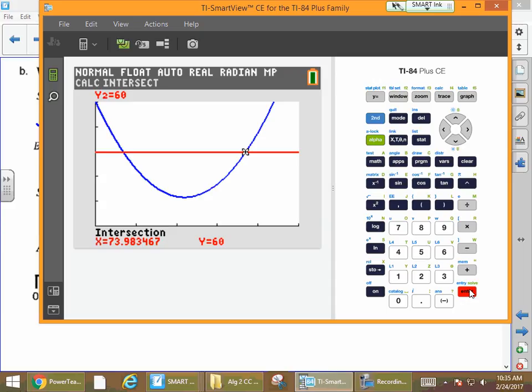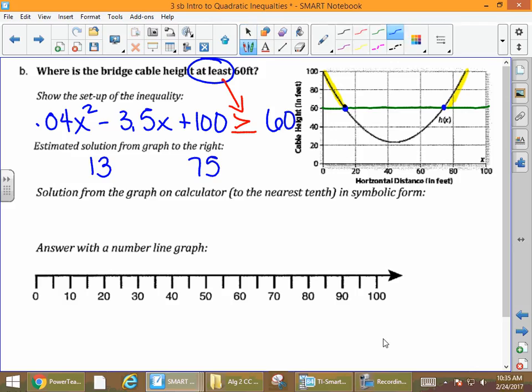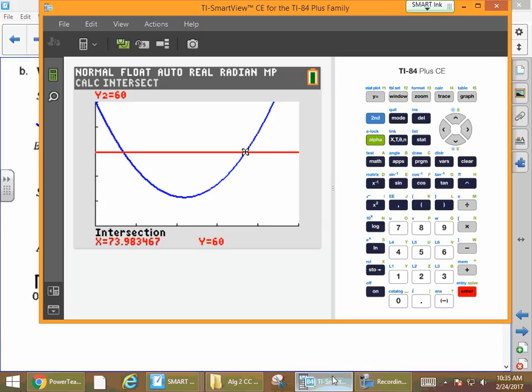73.98, which when we round it to the nearest tenth, what does it become? 74. Definitely reasonable. So instead of 75, it's 74. All right, Bradley, talk me through it real quick. Second and what? Second, intersect. And then what?